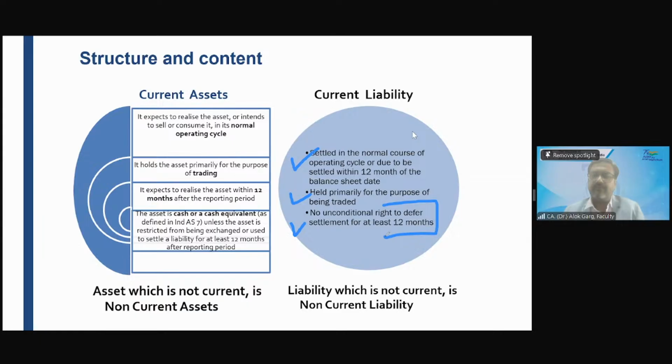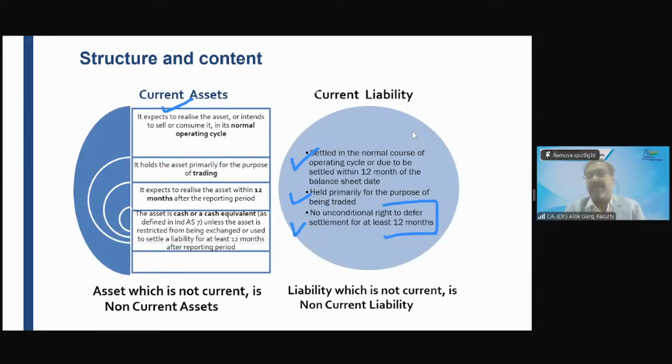It will be non-current liability. Why? Because it is not settled within operating cycle. Friends, this is an intent, right? When we talk about asset, the word is expects to realize. But when we talk about liability, the word is not expect to settle.